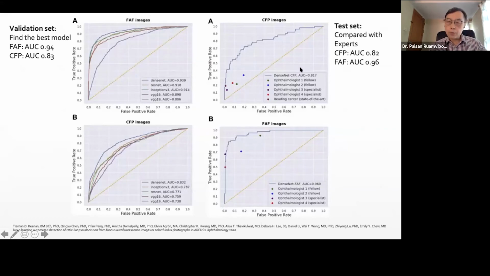When they compare to the retinal specialist, you can see the model for prediction on the color fundus images still has an AUC of 0.82. And here the prediction of the retinal specialist is quite far below. And the model that makes predictions on the fundus autofluorescence still has an AUC of 0.96. And here below is the detection from the expert, which is lower than the AI.